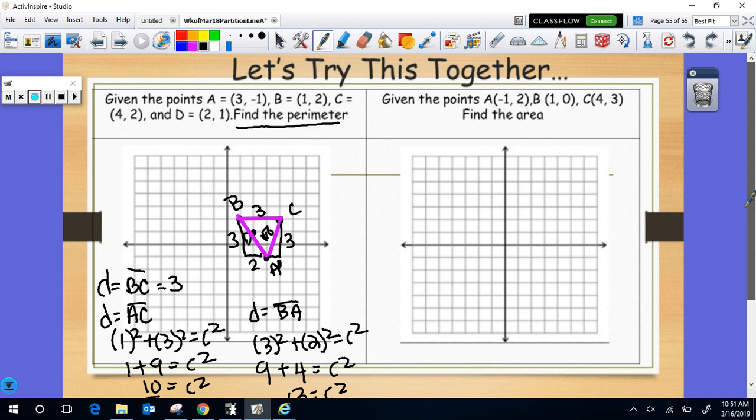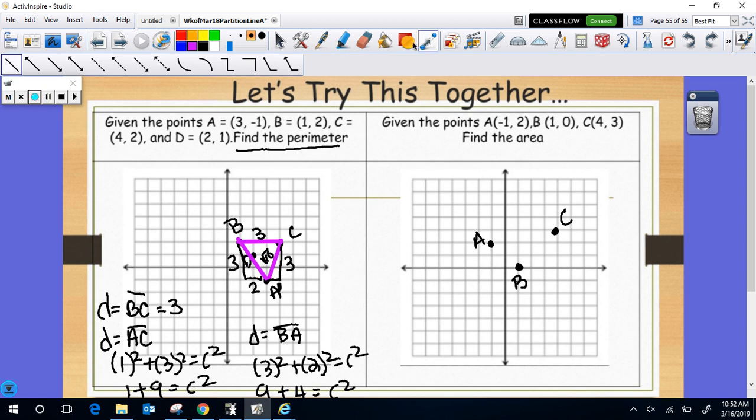Alright, so over here, now it says to find the area of this. I'm going to go plot these points. Looks like it's going to be a triangle, but let's check just to make sure. -1 and 2 is A, and then 1, 0 is B, and then 4 and 3 is C. Alright, I'm going to connect those dots, and we are with a triangle.